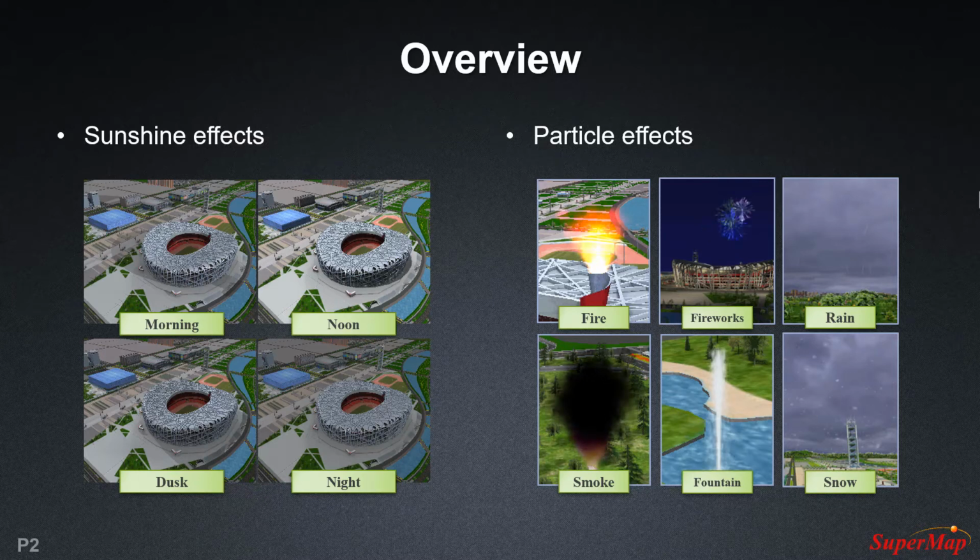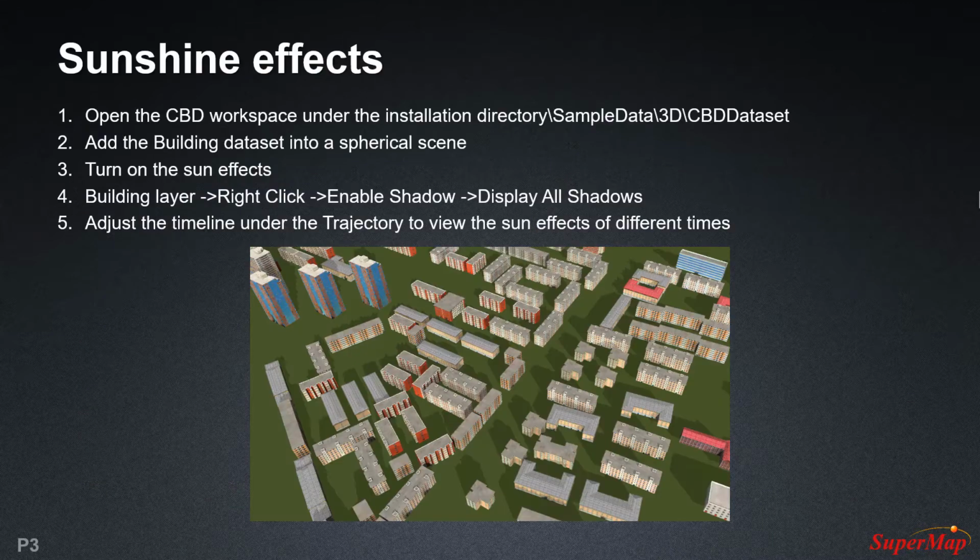Now, this can be used to show the time of day, for example, morning, noon, dusk, and night. And it can also be used to show shadows at different times of day. Now, the particle effects can be used to create these types of animations such as fire, fireworks, rain, smoke, fountains, and snowfall. So let's demonstrate the sunshine effects first of all.